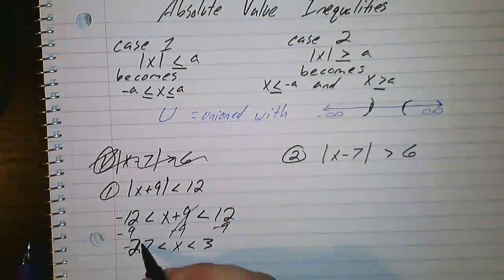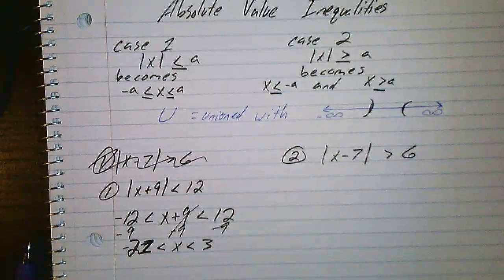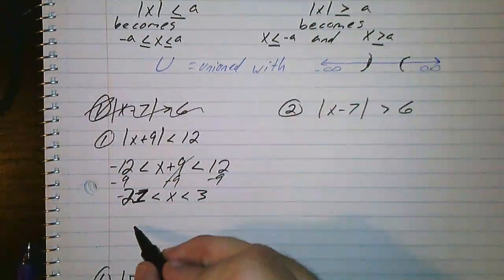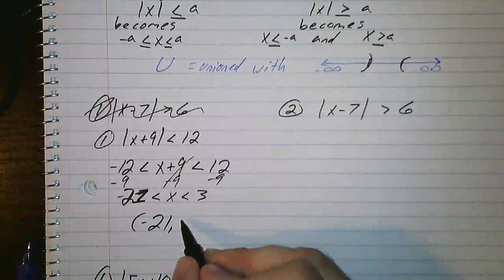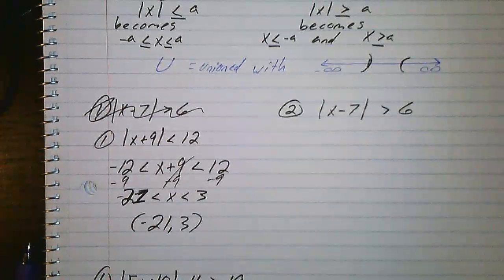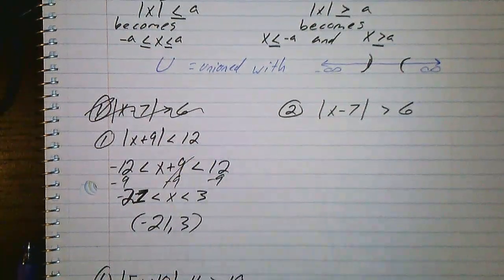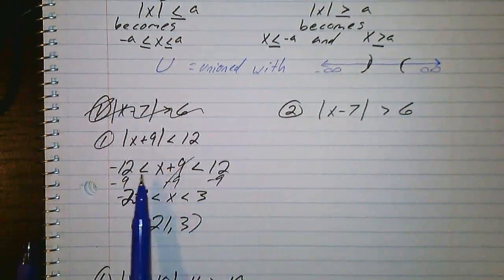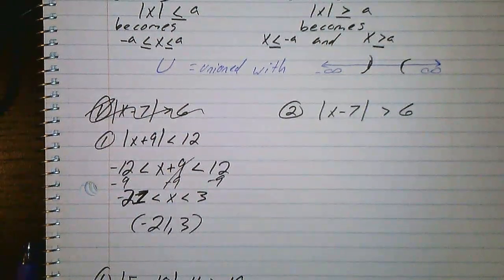So negative 21 on the left is less than x is less than 3. Oh, sorry, negative 21. Negative 12 minus 9 is negative 21. So no line underneath the symbol means that we go from negative 21 to 3 on the number line. So that's if the absolute value is less than, then just put your absolute value piece, drop the bars, put it between two less than symbols, and solve.